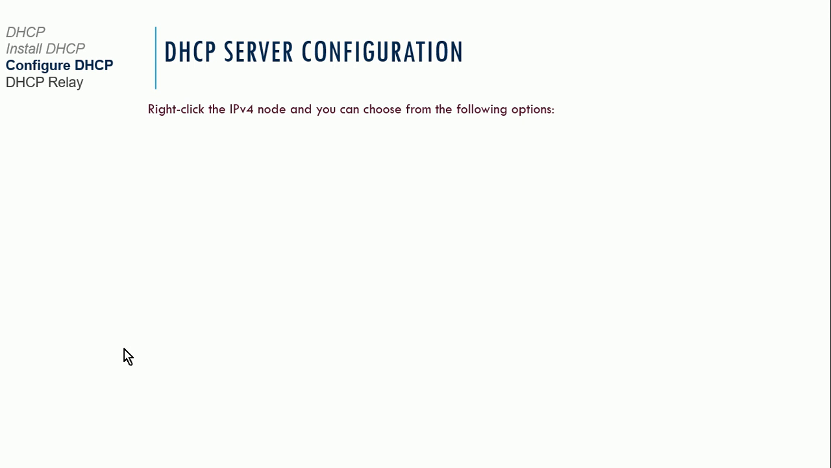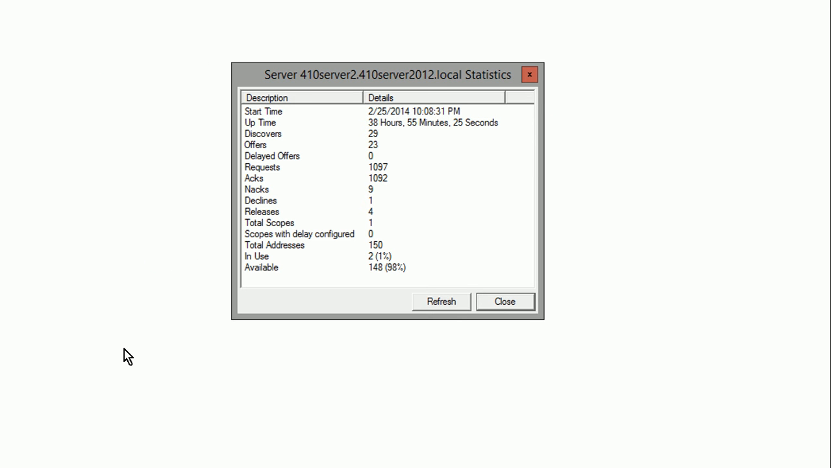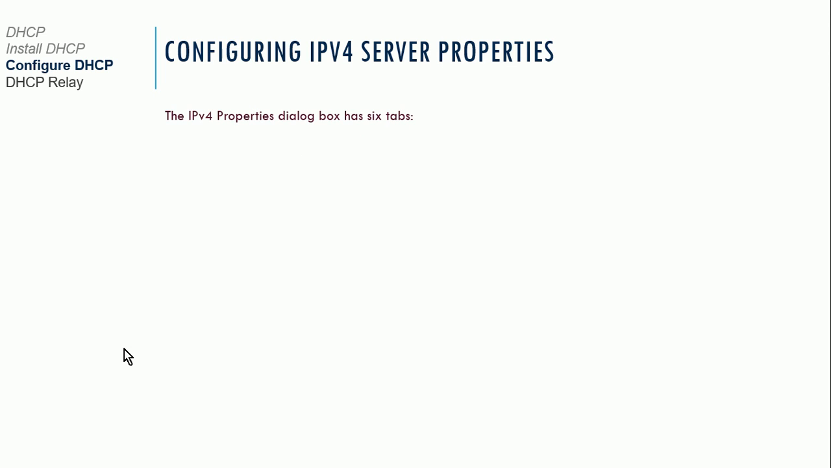For DHCP server configuration, if you right-click on the IPv4 node, you can choose from some additional options. You can display statistics. You can create a new scope, a new superscope, or a multicast scope. You can configure failover and replication, which we talked about just a few minutes ago, define user classes and vendor classes, reconcile all of your scopes, or set predefined options and properties. This is a little of what you'll see in that dialog.